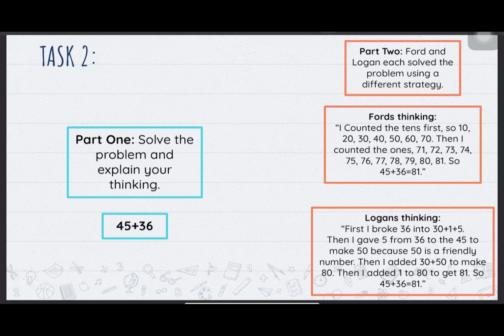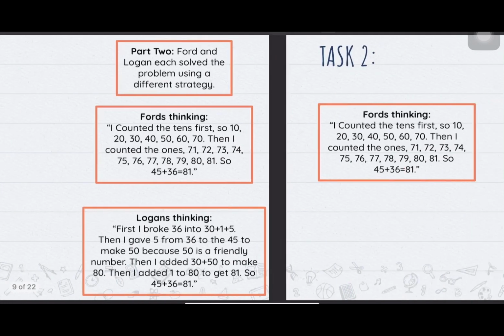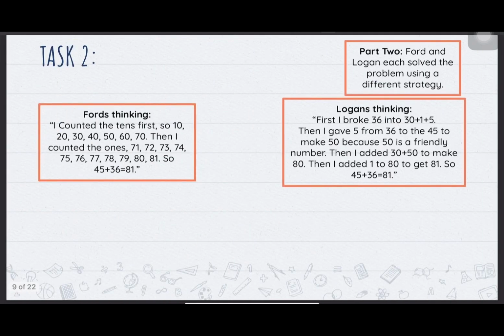So first, our problem is 55 plus 36. So we're going to look at two different ways of thinking. We have Ford's thinking and Logan's thinking. So for Ford's thinking, he said that he counted by tens. So 10 plus 10, 20, 30, 40, 50, 60, 70. And then he counted the ones.